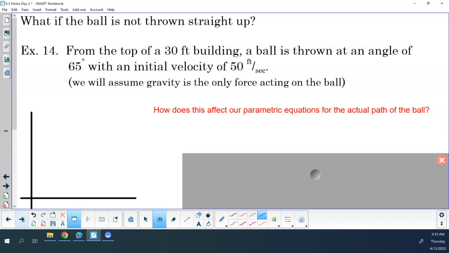So, from the top of a building now, a ball is thrown at an angle of 65 degrees with an initial velocity of 50 feet. We will assume gravity is the only force acting on the ball. How does this affect our parametric equation? Well, now we're starting here, but instead we're throwing it out this way. So that's going to be the actual path of our ball, whereas before, it just went straight up and came straight back down. Now we're throwing it out there for us.